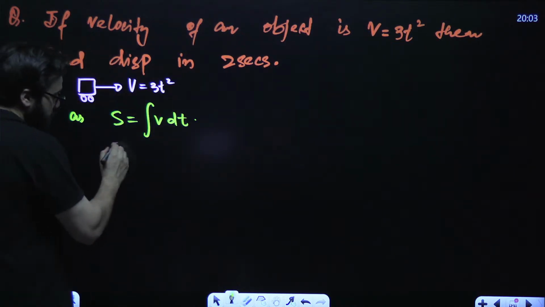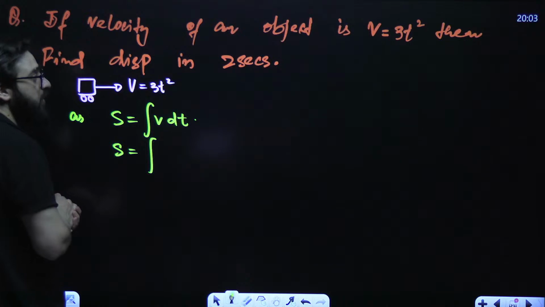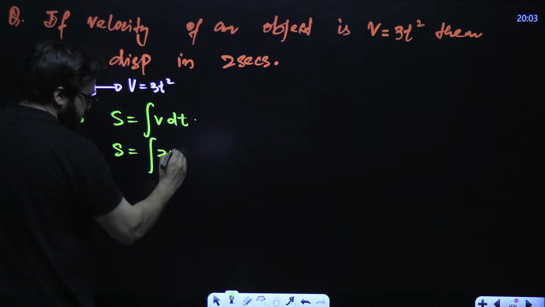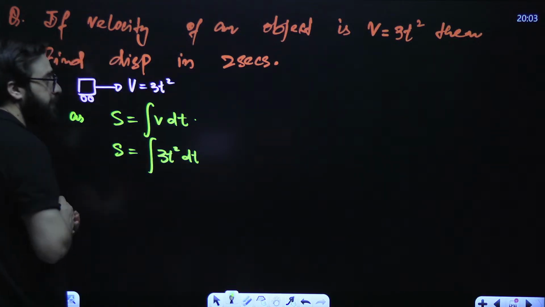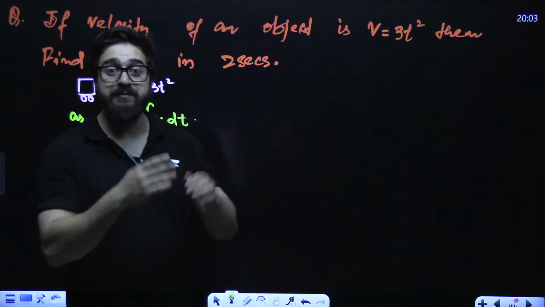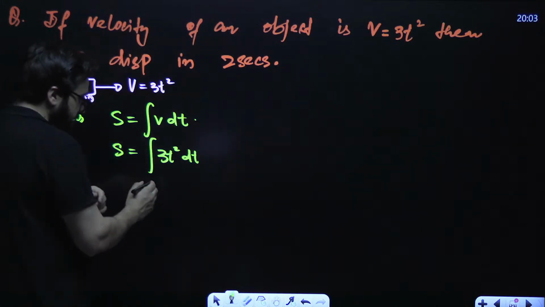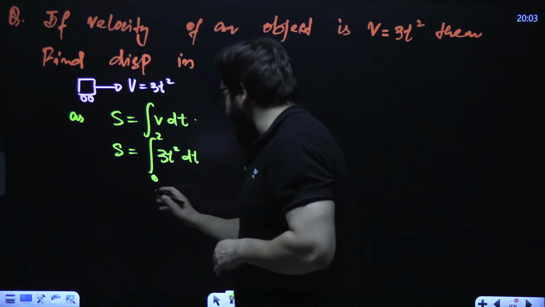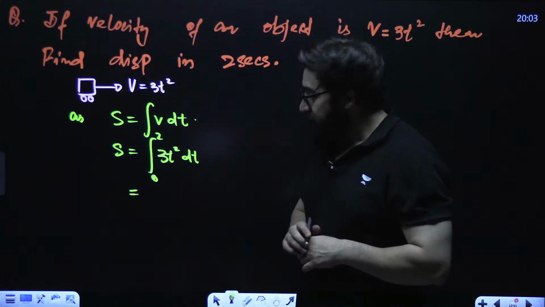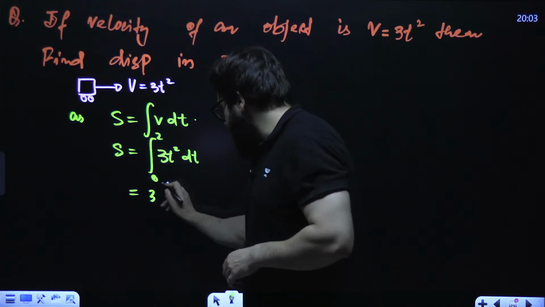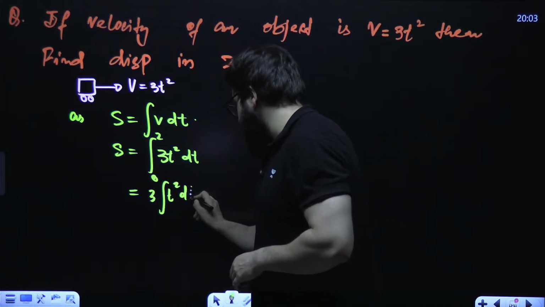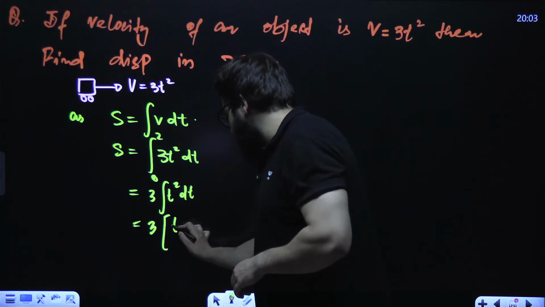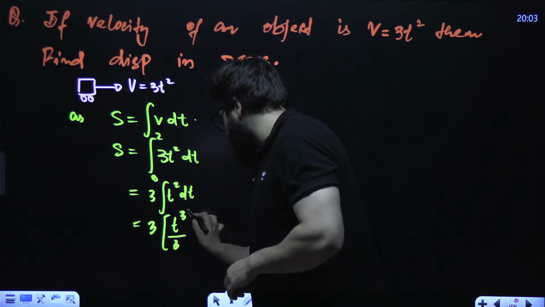Yes. So we said displacement is integration of v dt. What is the value of v? v is 3t square. So I'll put over here 3t square dt. Now you have to find the displacement from where to where. That is from 0 to 2 seconds, because in 2 seconds we have to find it. So now guys, take this 3 out, then integration of t square dt. Integration of t square will be simply t cube divided by 3.